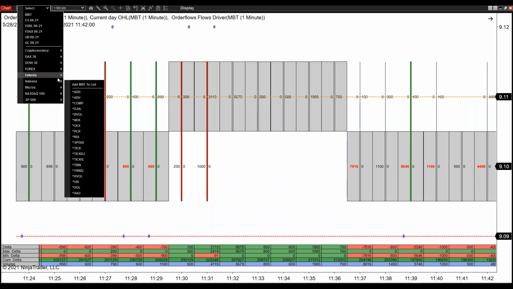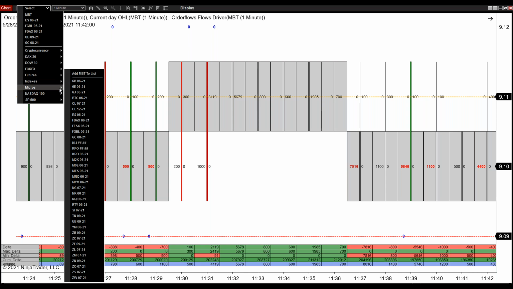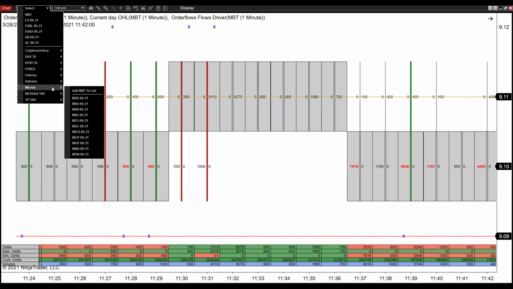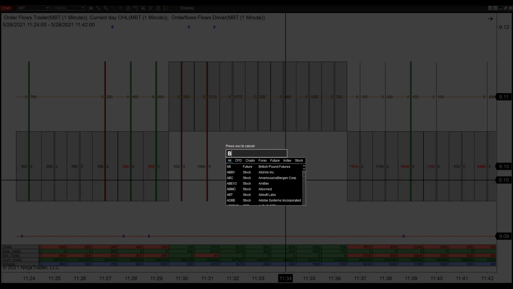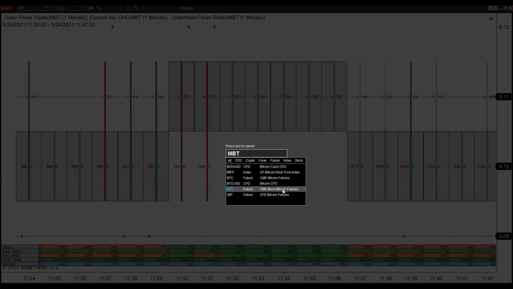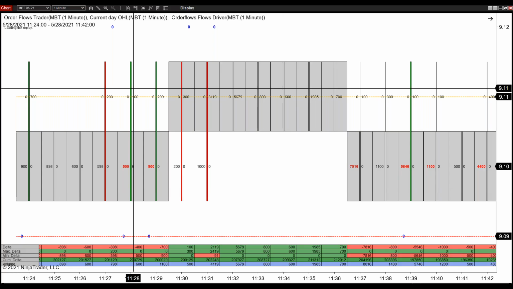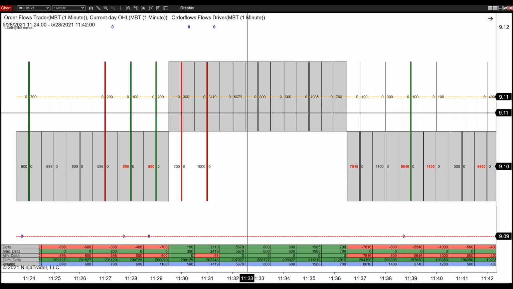You know, the thing people don't realize with exchanges. Where's micro? I want MB. Oh, I got it. I don't have it on here. Well, anyway, yeah, this is the stock MBT, not the futures.